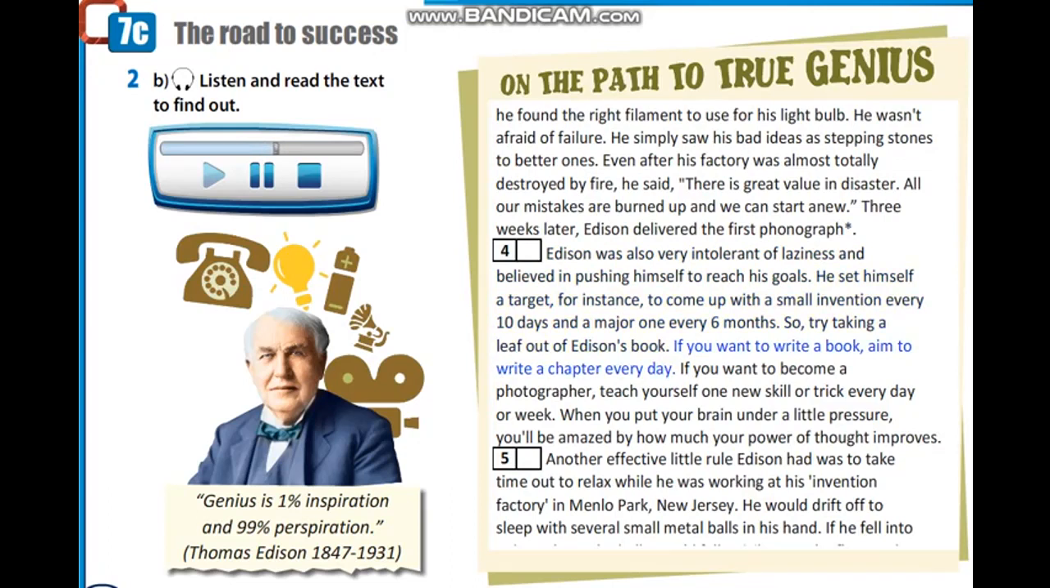If you want to write a book, aim to write a chapter every day. If you want to become a photographer, teach yourself one new skill or trick every day or week. When you put your brain under a little pressure, you'll be amazed by how much your power of thought improves.